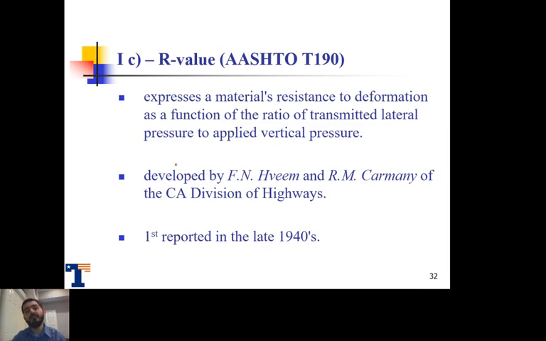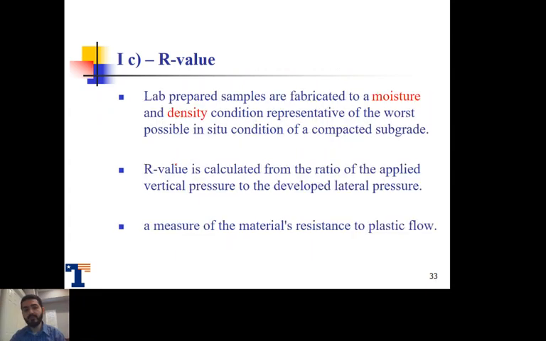A third test that we also do is called the R value. It's an AASHTO standard, the T190. It expresses the material's resistance to deformation as a function of the ratio of the transmitted lateral pressure to applied vertical pressure. So we apply vertical pressure and we measure how much lateral pressure is developed. It was developed by Hveem and Carmody of the California Division of Highways, and it was first reported in the late 1940s.